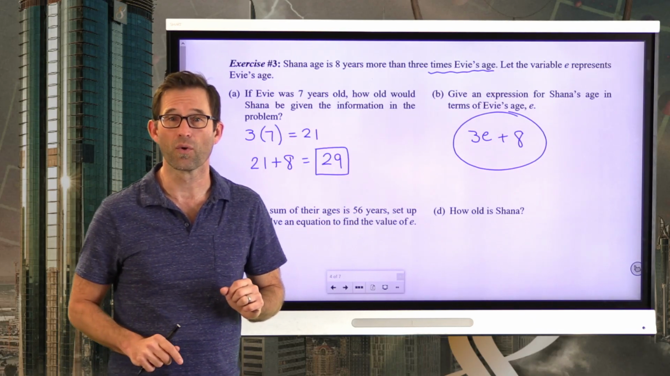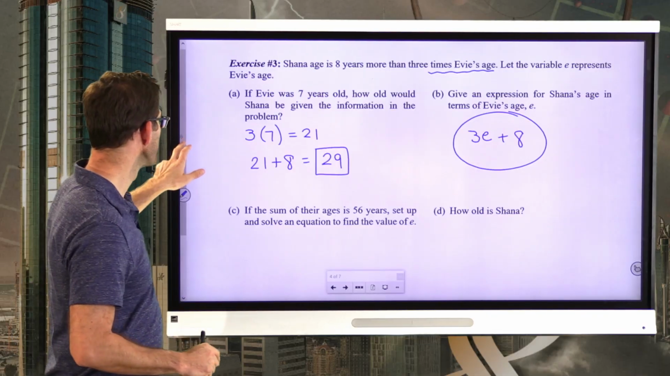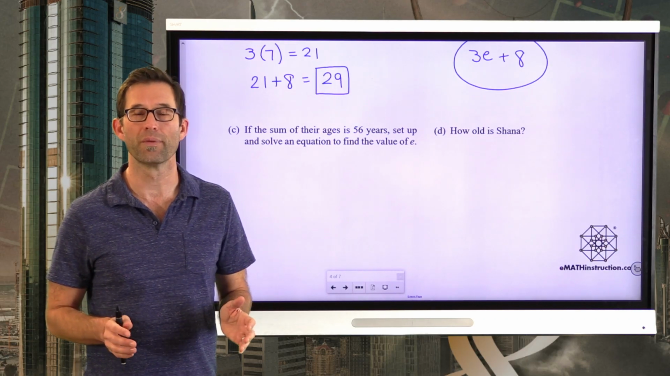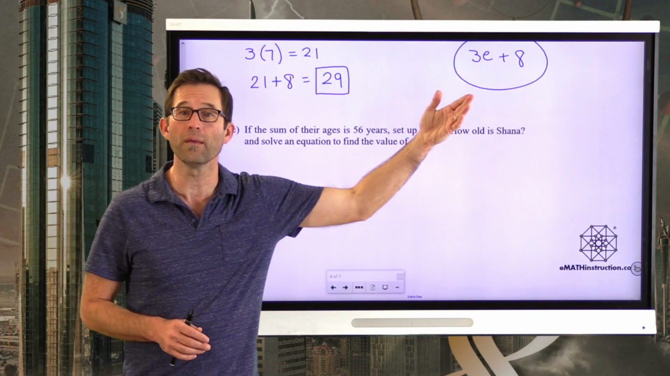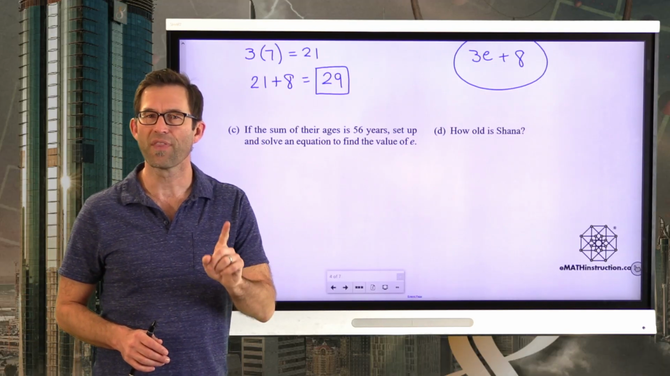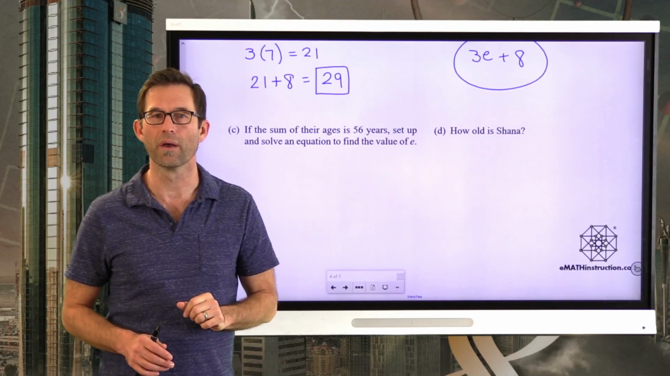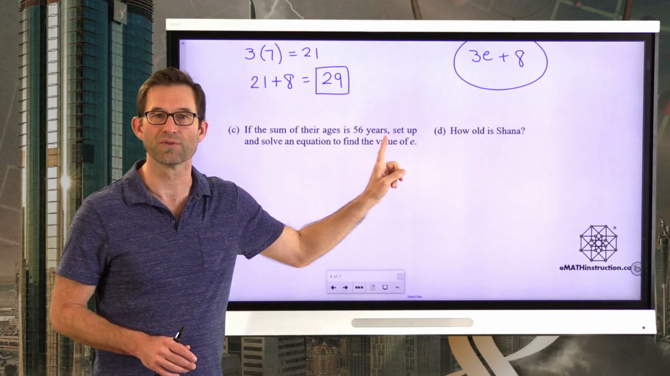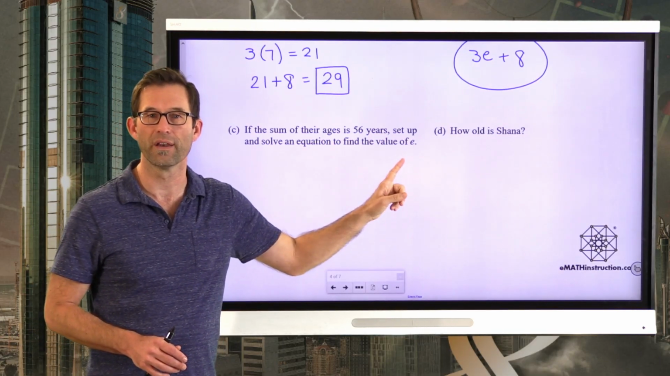Now let's get into the equation solving in letter C. If the sum of their ages is 56 years, set up and solve an equation to find the value of E. Now we have to be careful here because the tendency would be to take 3E plus 8 and set it equal to 56 and solve. But that doesn't properly model the scenario, right? It says the sum of their ages is 56 years, set up and solve an equation to find E.